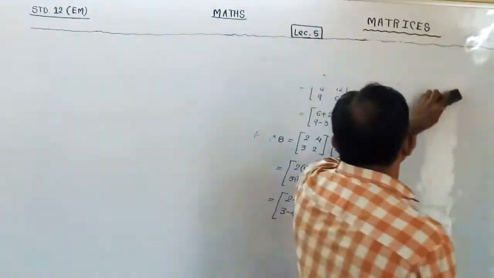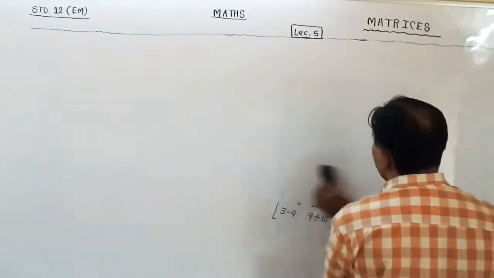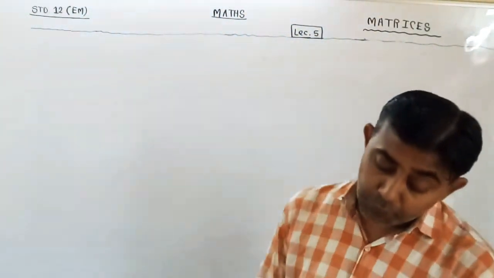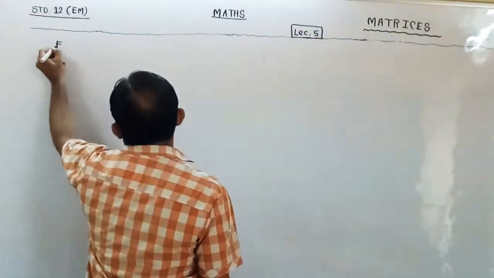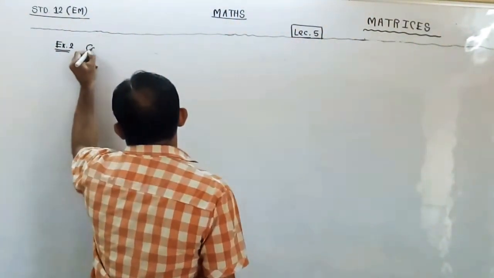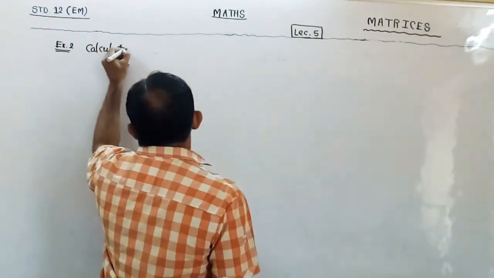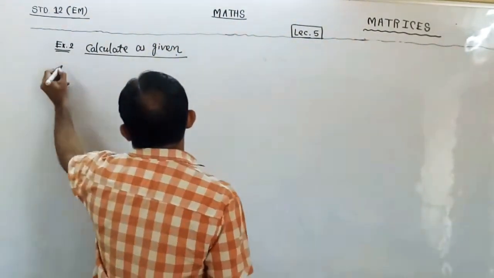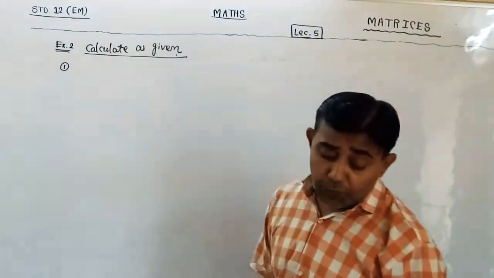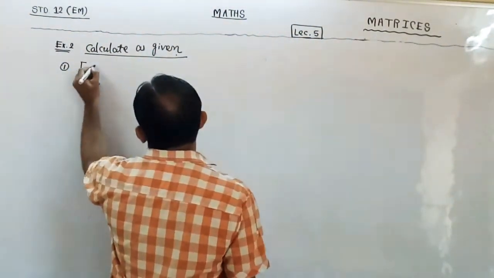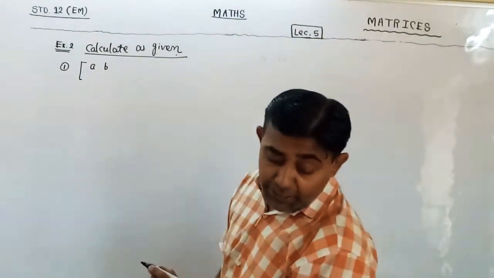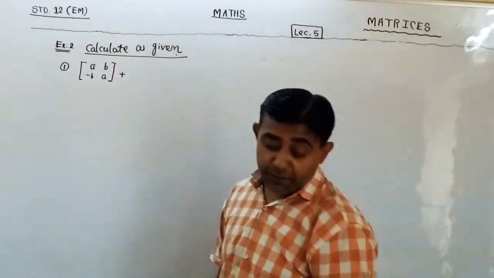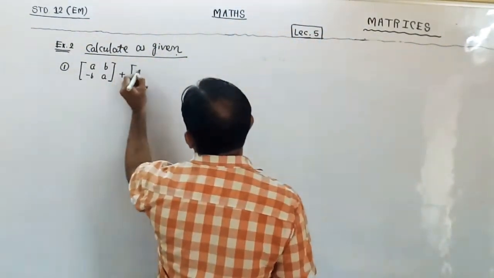Now second example. Example number 2. Let us see. Calculate as given. First one. It means first is the matrix like this: AB minus BA plus addition of two matrices, very simple thing, AB and BA.